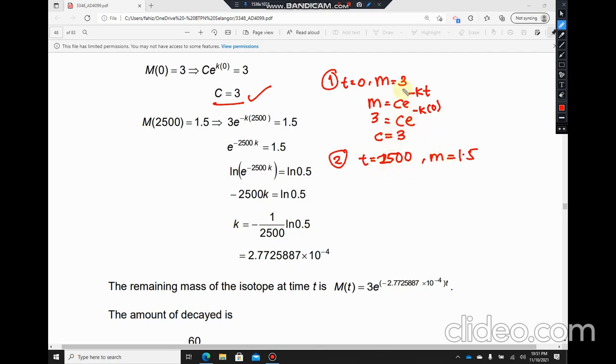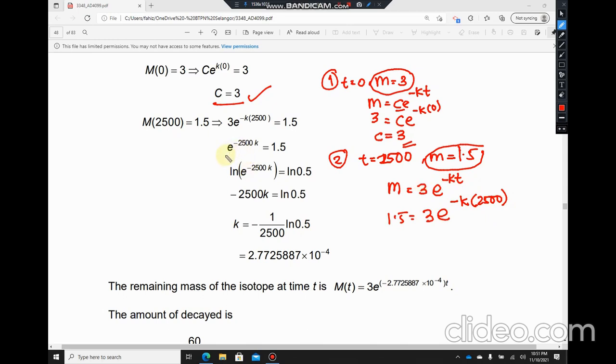So when we say half-life, if the original M equals 3, the half-life will be M equals 1.5. Okay, so when T equals 2,500, M equals 1.5. Same as before, you still use this equation, but you can substitute C with 3 because we already got C here. So substitute C equals 3, e negative kt. So M is 1.5 equals 3e negative k, and then your T is 2500.